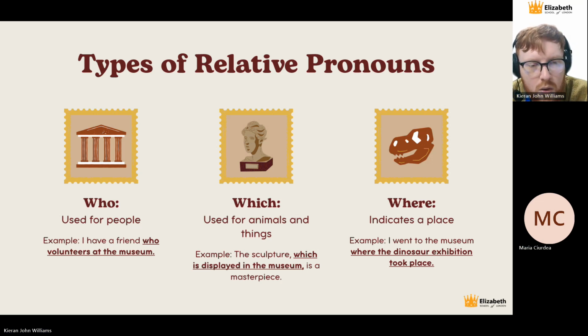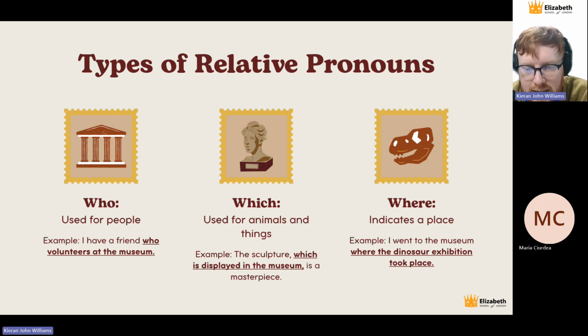We can also use a relative clause using which. Which describes animals or things. We don't really use it with people. It's much better to use who for people, but which for things and objects. In the example sentence, it tells us the sculpture, which is displayed in the museum, is a masterpiece. So which is describing the sculpture.